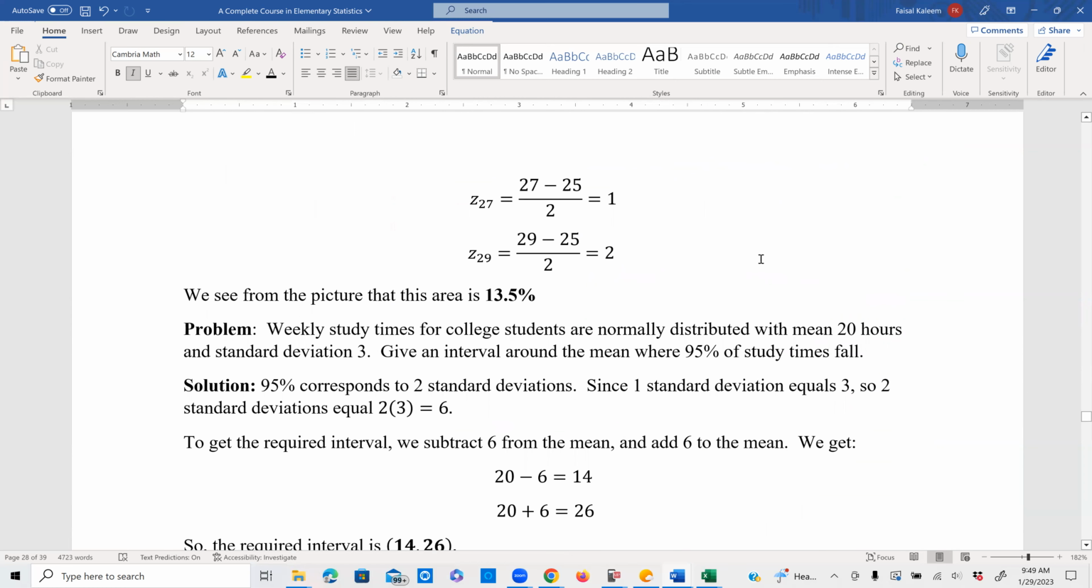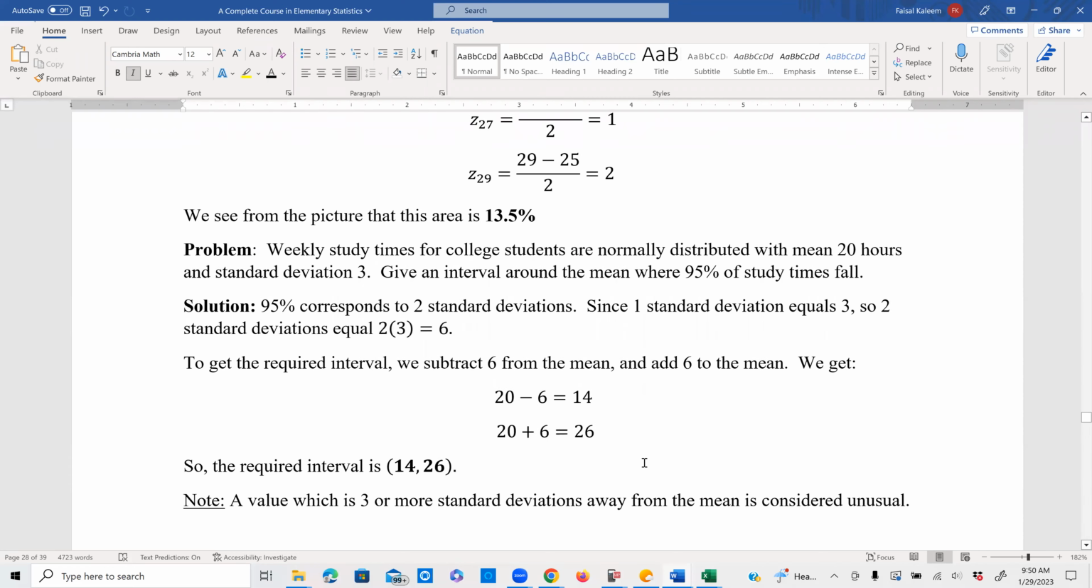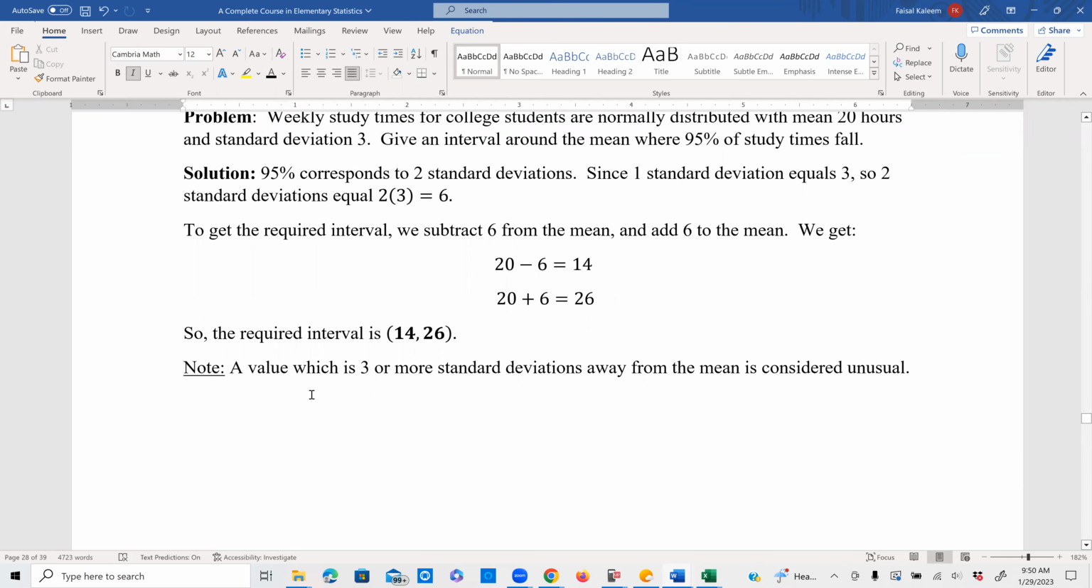Problem: weekly study times for college students are normal, mean 20 hours, standard deviation 3. Give the interval around the mean where 95% of study times fall. So 95% corresponds to 2 standard deviations. 1 standard deviation is 3, so 2 standard deviations would be 2 times 3, that is 6. So you just add the 6 and subtract the 6 from the mean. So mean minus 6 is 14, mean plus 6 is 26. So the required interval is 14 through 26. Also note that a value which is 3 or more standard deviations away from the mean on either side is considered unusual in this course.